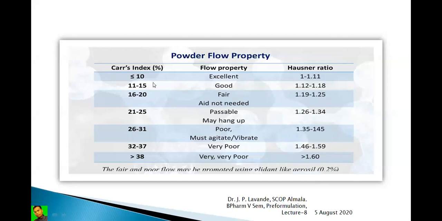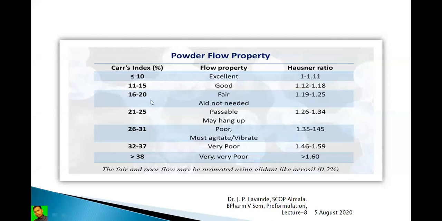Now, if the Carr's index is equal to or less than 10, then we can say that the powder possesses excellent flow property. The same is the case with the Hausner's ratio if it is in the range of 1 to 1.11. If the Carr's index is in the range of 11 to 15, we can say that the material possesses good flow property. The same is the case with the Hausner's ratio if it is in the range of 1.12 to 1.18.